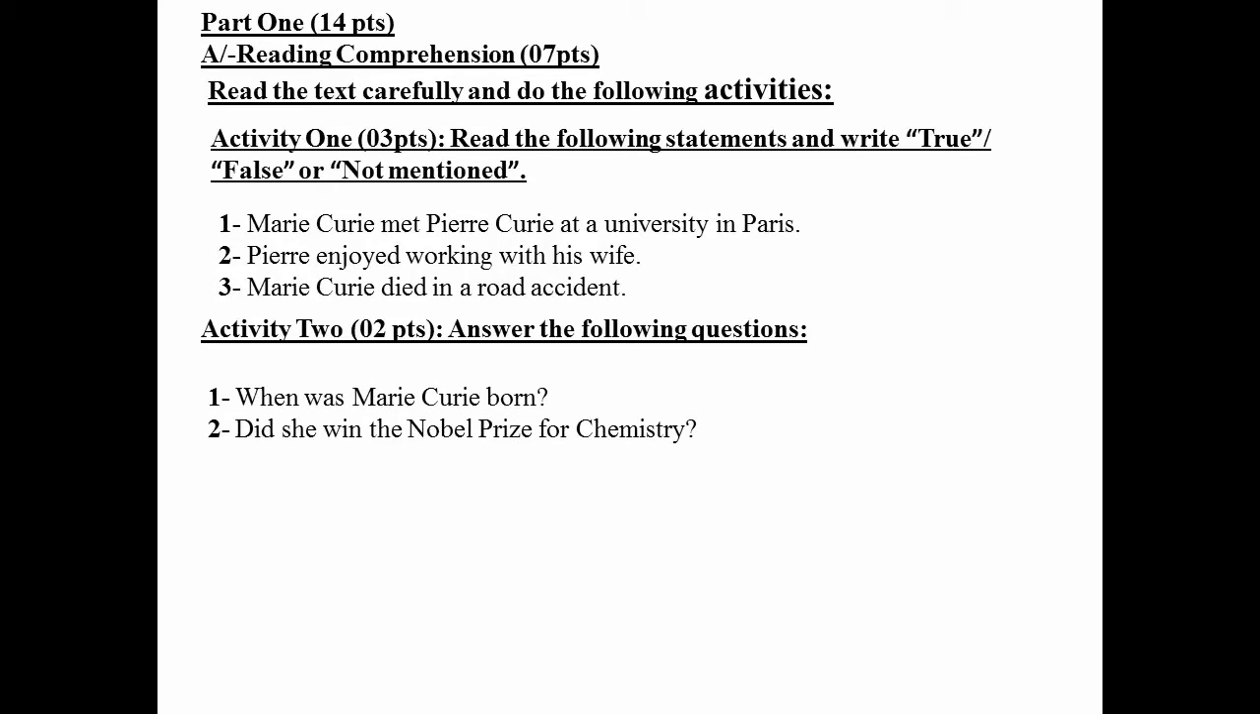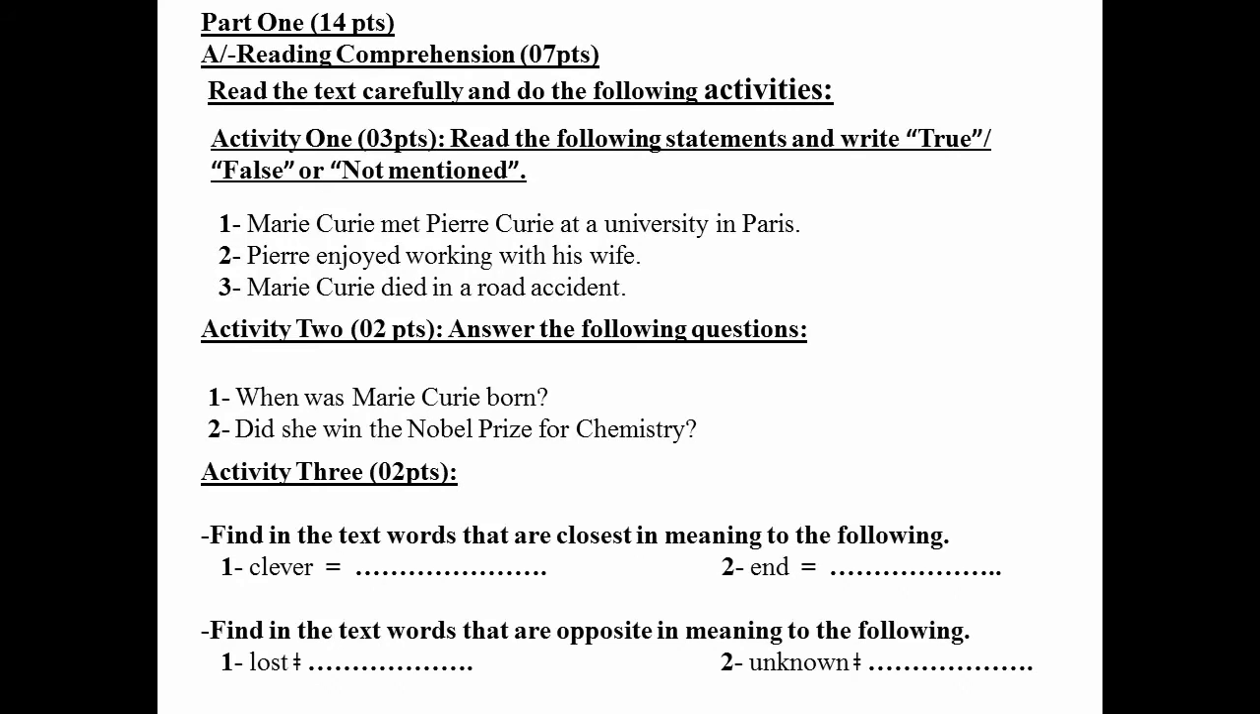Question 1. When was Marie Curie born? Question 2. Did she win the Nobel Prize for Chemistry? Okay, so you have to find 2 answers from the text, of course. Activity 3, 2 points. Find in the text words that are closest in meaning to the following.